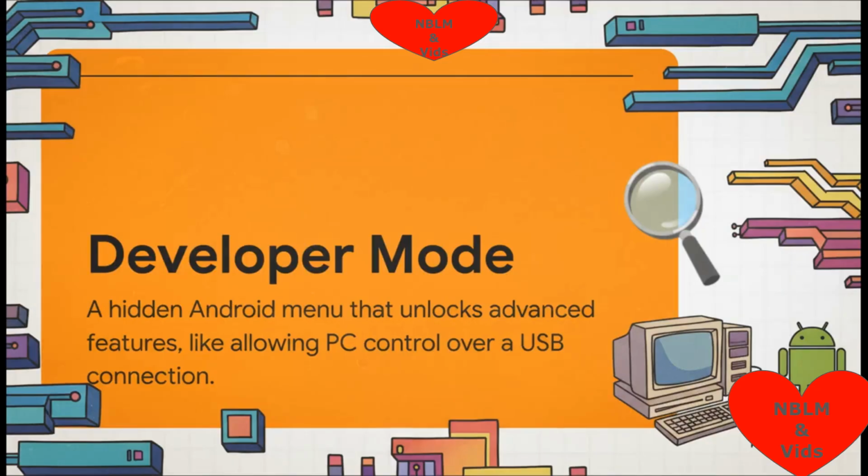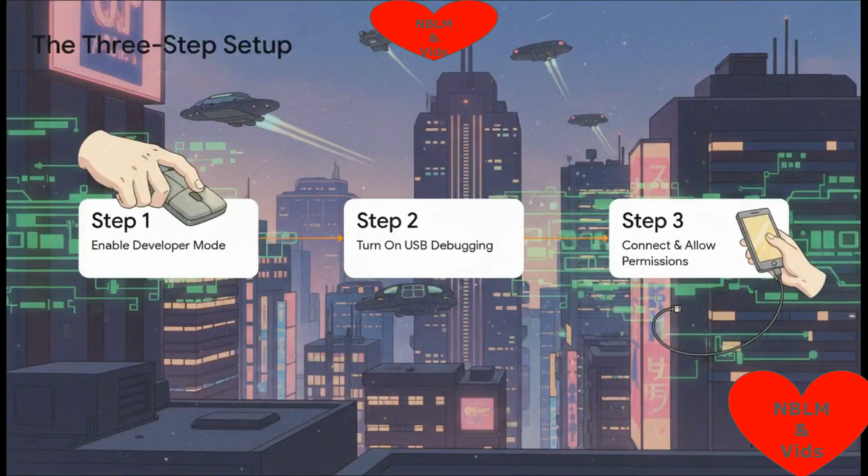Think of it like this. You're giving your computer the keys to your phone's engine room. It unlocks all these advanced functions that are normally hidden from view, including the big one we need, remote control over USB. The entire setup really just boils down to 3 steps. First, we enable that developer mode. Second, inside that mode, we flip a switch called USB debugging. And third, we just plug in the phone and say yes to the permission pop-up.